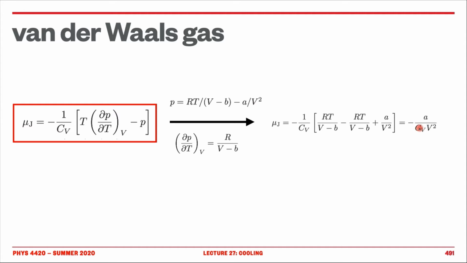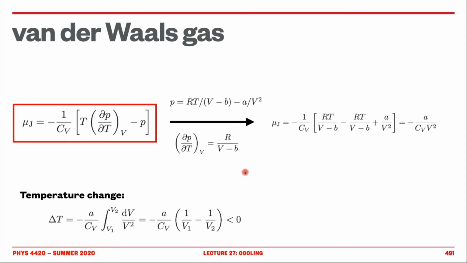Cv, of course, is the heat capacity at constant volume, a positive number, and v squared is the volume squared, so positive. So of course mu J is indeed negative. So in other words, you have cooling. Now, of course you can also calculate the temperature change from this just by integration.